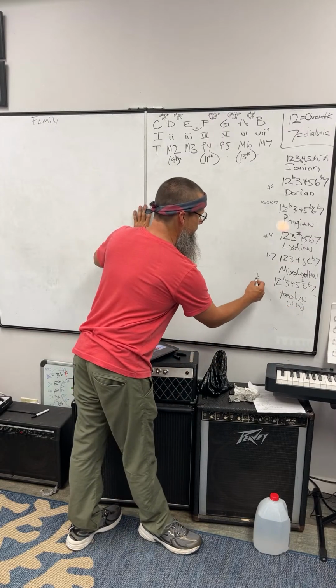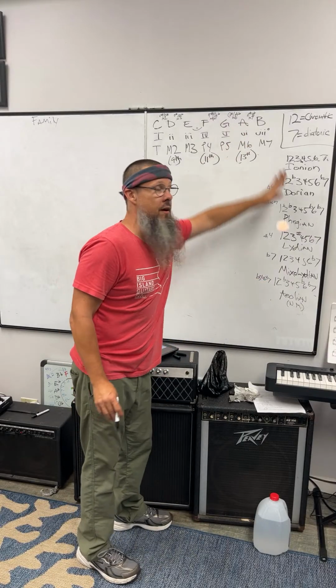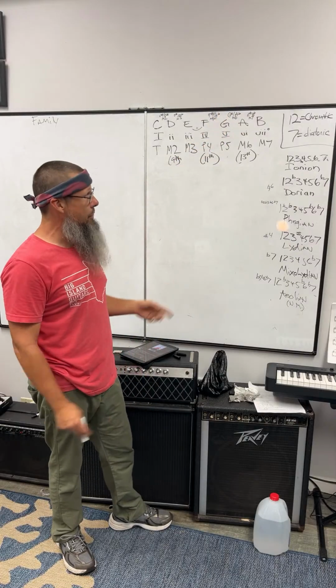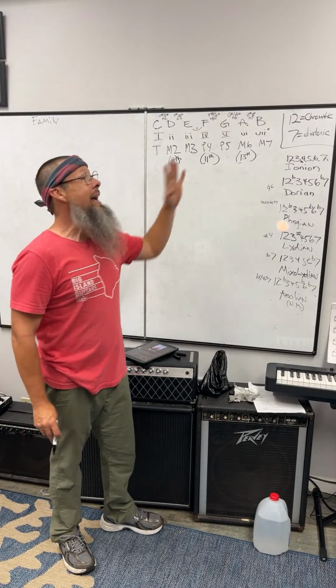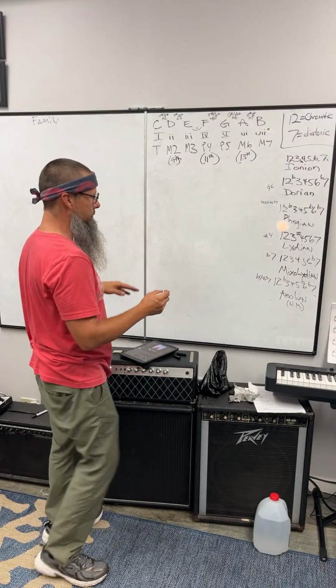And this is the 3, the 6, and the 7. Notice that every minor mode has the flat 3, flat 6, and flat 7 in a diatonic scale. We'll talk about melodic minor and harmonic minor at a different date.